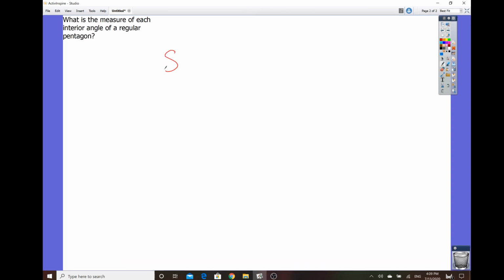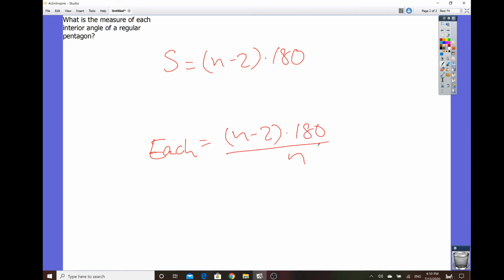So again, we're using this same formula, n minus 2 times 180. But in order to find out the measure of each interior angle, whatever result you have, you also need to divide it by n. Okay, so let's find out what this is first.